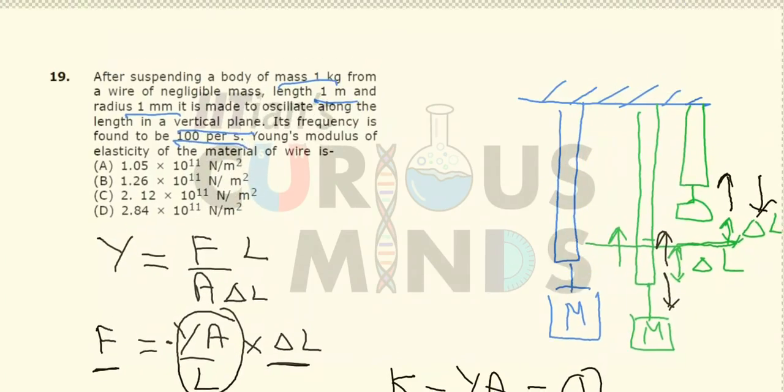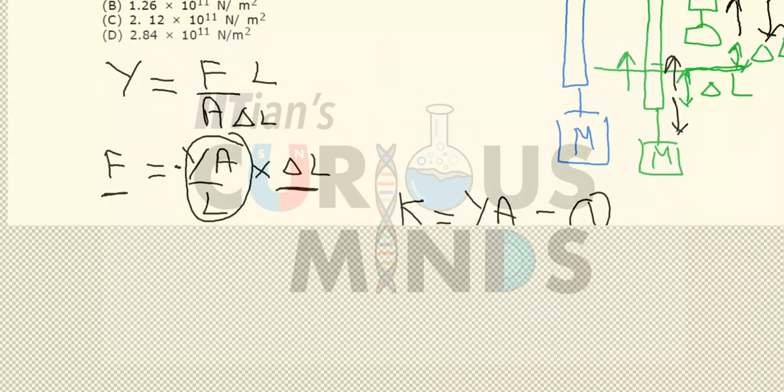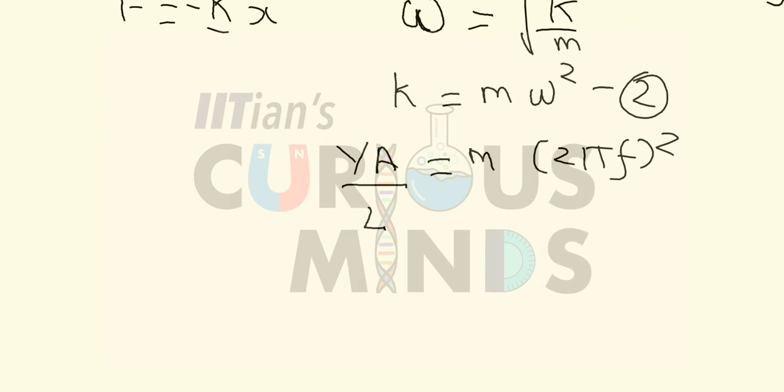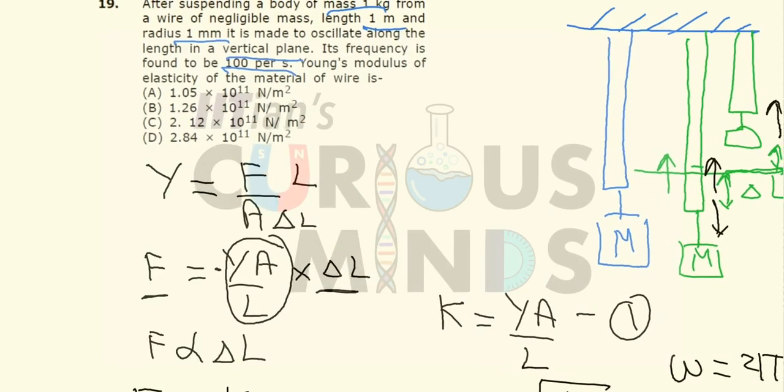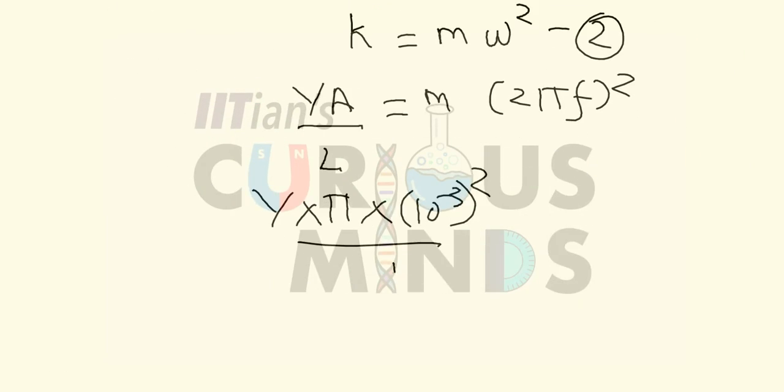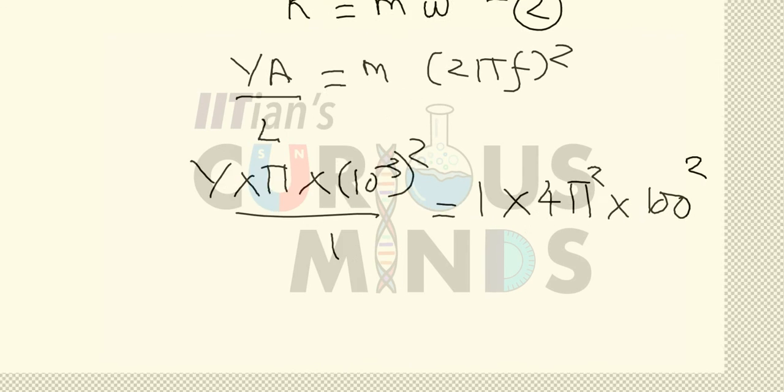The area of the wire is given, the radius is 1 millimeter. So the area will be equal to pi into 1 millimeter square, so it will be equal to pi into 10 to minus 3 the whole square, divided by length. The length of the wire is specified as 1 meter. The mass attached is equal to 1 kg into 2 pi f. When I square this part, it will be equal to 4 pi square into f square. f over here is given as 100, so it will be 100 the whole square.